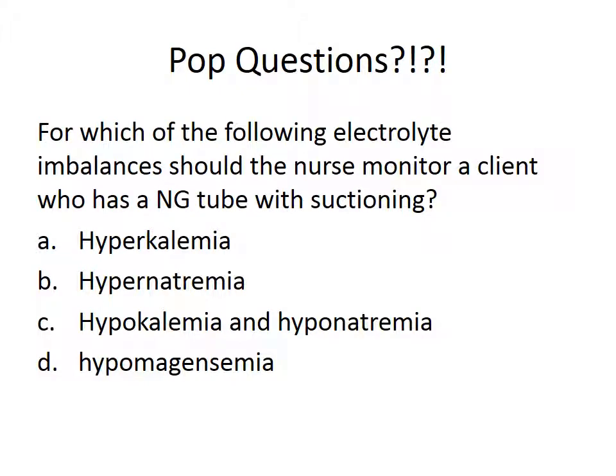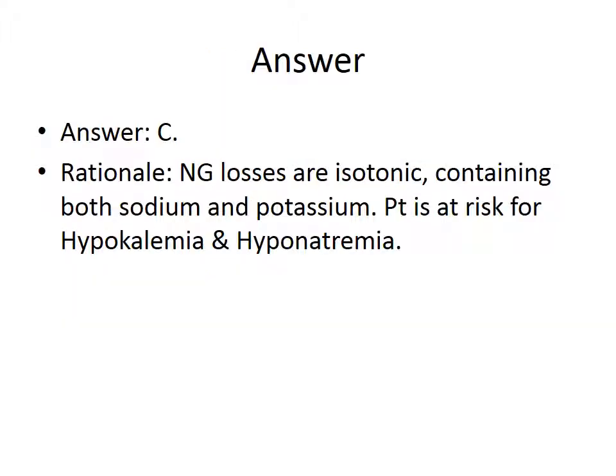For which of the following electrolyte imbalances should the nurse monitor a client who has an NG tube with suctioning? Answer C. NG losses are isotonic, containing both sodium and potassium, and so the patient is at risk for both hypokalemia and hyponatremia.